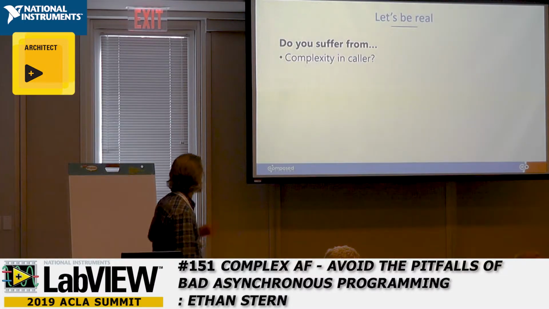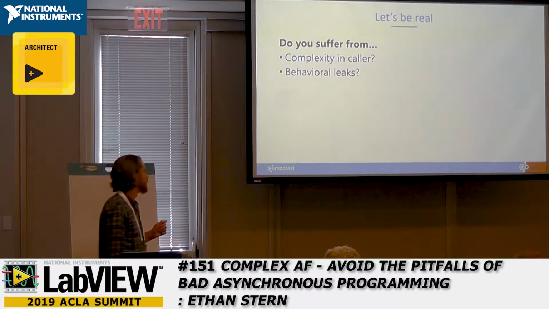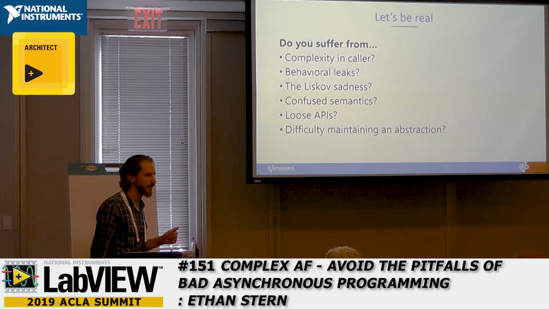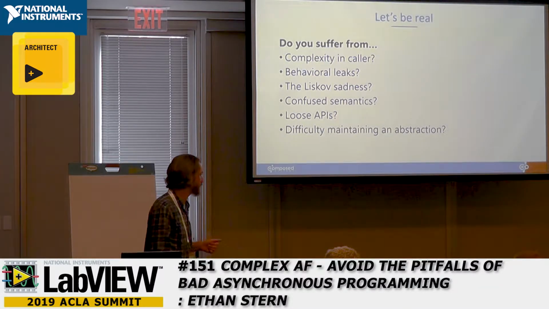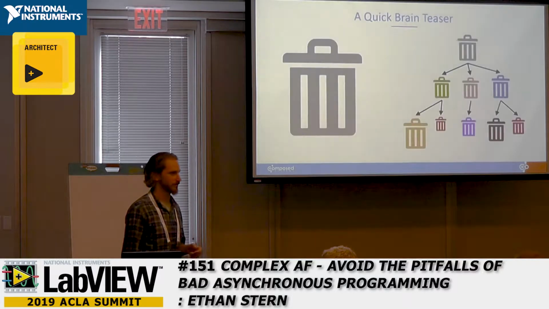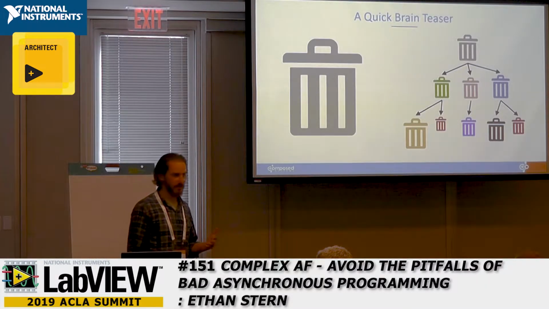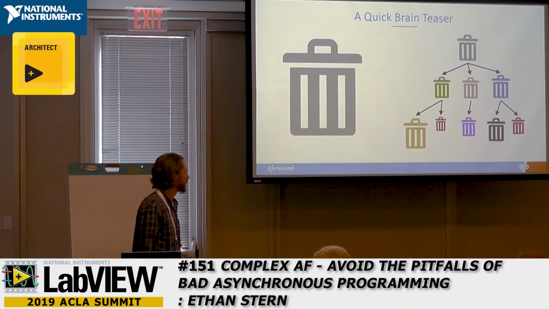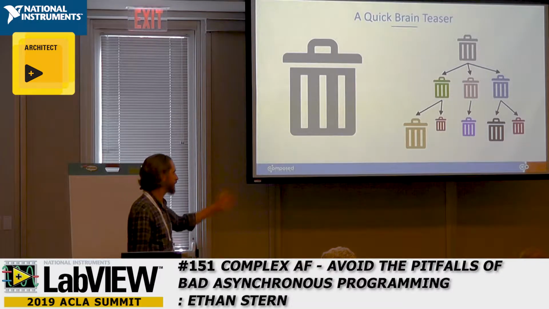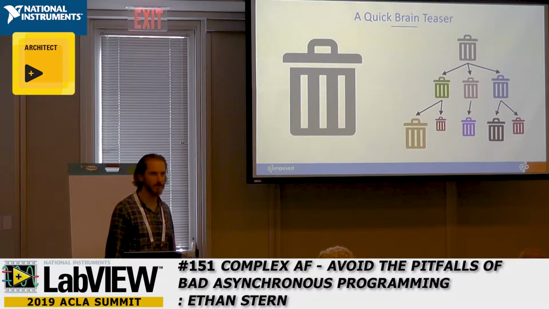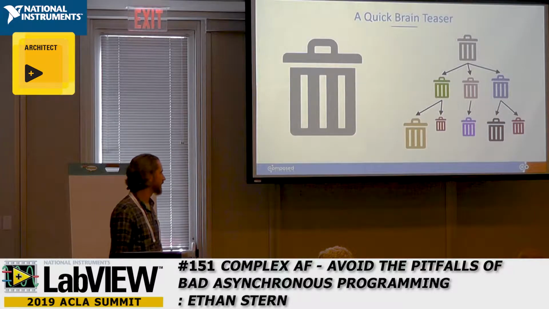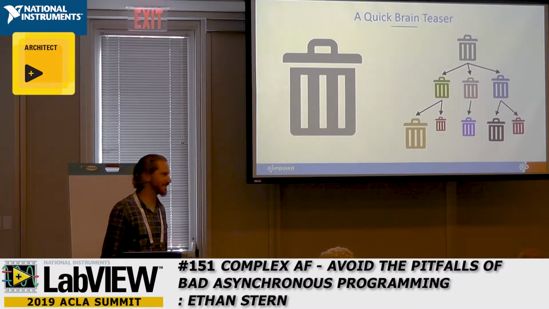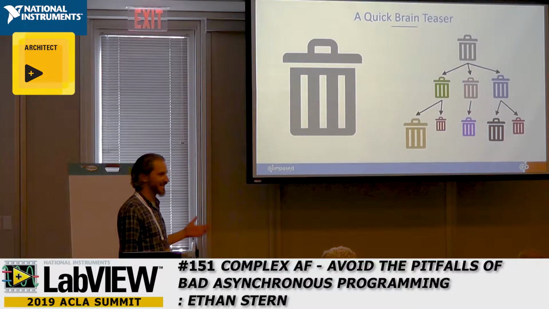Alright, so you suffer from complexity in your code, behavioral leaks, Liskov sadness, confused semantics, loose APIs, or difficulty maintaining an abstraction. Maybe I can help. So let's think about this for a minute. We have a big monolith, it's a piece of crap. And I'm like, I know actors, so I make a whole bunch of actors that are all total crap code and are tightly coupled and have weird behaviors. Which one of these is better? It's kind of all crap, right?